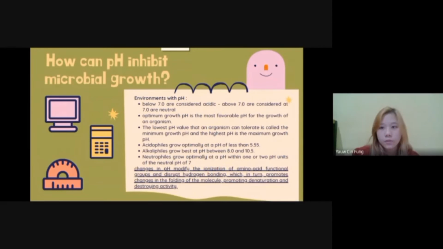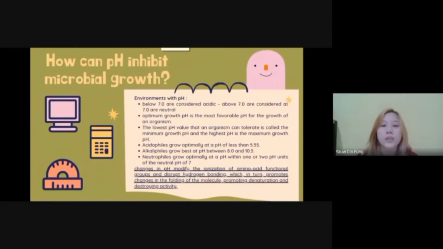Hi, so now we're going to talk about how pH can inhibit microbial growth. As we know, environments with pH below 7 are considered acidic, pH above 7 are considered basic, and at 7 are neutral. pH affects the structure of all macromolecules. So what is optimum growth? Optimum growth pH is the most favorable pH for the growth of an organism.